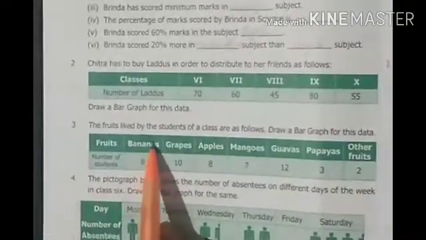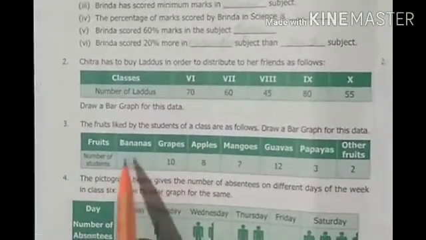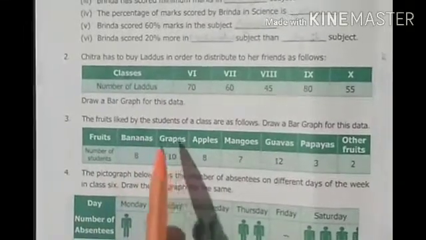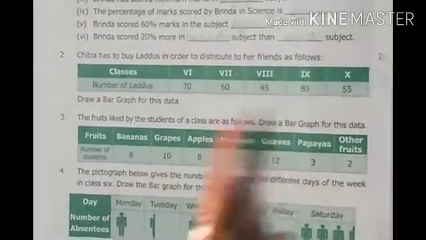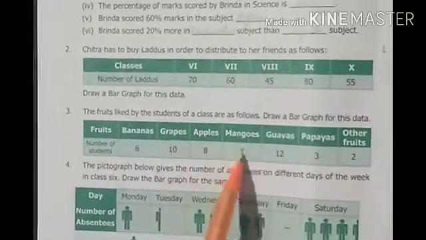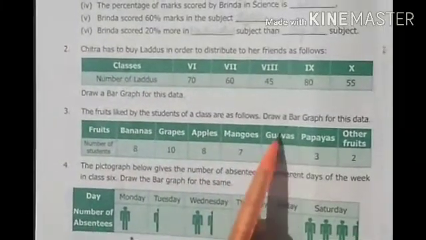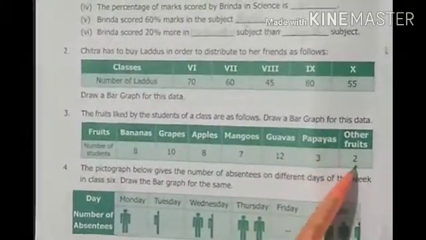Number of students: 8 students like banana, 10 students like grapes, like that we have to take it. 8 like apple, 7 like mangoes, 12 like guava, 3 like papaya and 2 like other fruits. How to draw the bar graph? We have to represent this given data with the bar graph. See children, how to draw it.